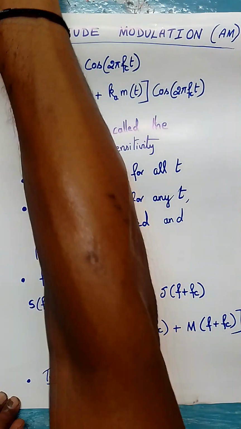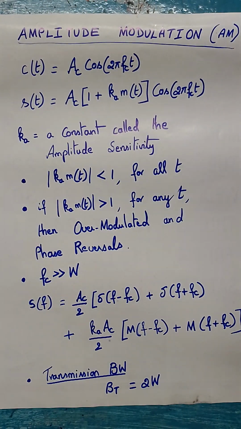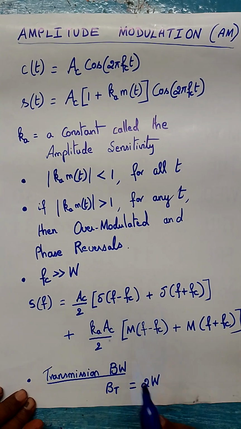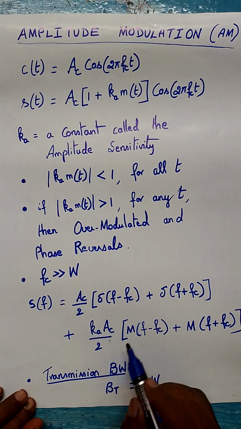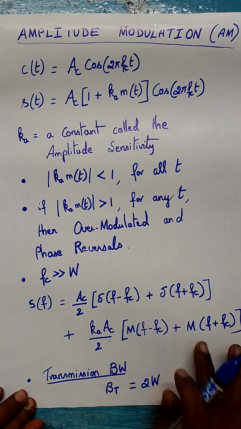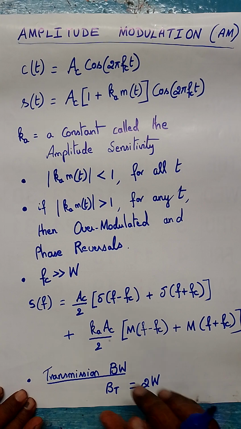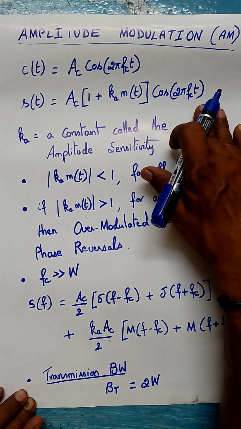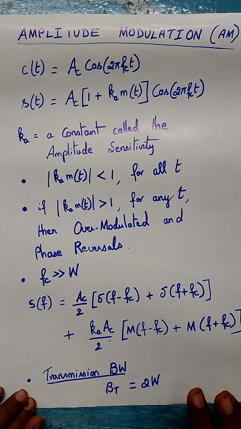Ac by 2 into delta f minus fc plus delta f plus fc. So here itself you can see two components, plus Ka Ac by 2 into M f minus fc plus M f plus fc. Here again two components. Okay. So this is the representation of this time domain signal of AM in the frequency domain, that is, we call it the Fourier domain.